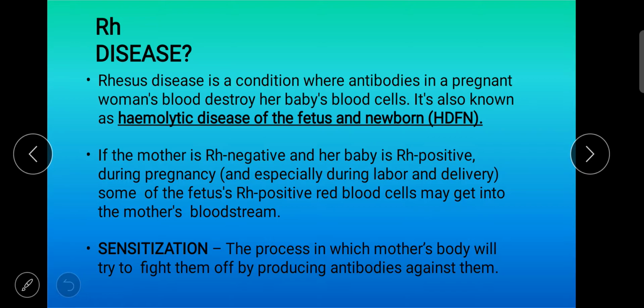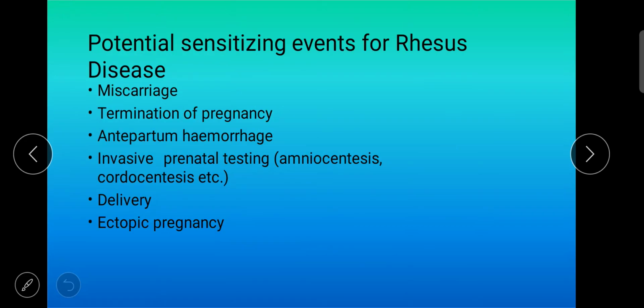If the mother is RH negative and her baby is RH positive, during pregnancy, and especially during labor and delivery, some of the fetus's RH positive red blood cells may get into the mother's bloodstream. Then sensitization occurs, the process in which the mother's body tries to fight them off by producing antibodies against them. It can be caused by miscarriage, termination of pregnancy, antepartum hemorrhage, invasive prenatal testing, delivery, and ectopic pregnancy.